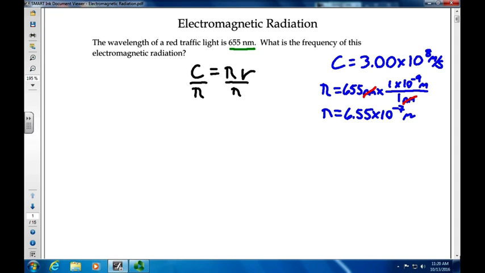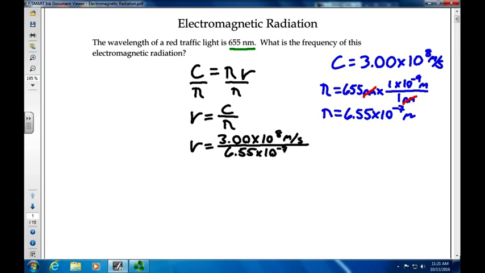And this will get nu by itself, giving us nu is equal to the speed of light over the wavelength of light. So plugging in our values, we get 3.00 times 10 to the 8th meters per second over 6.55 times 10 to the minus 7 meters, and that will get us our frequency.